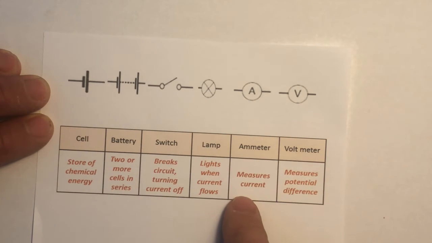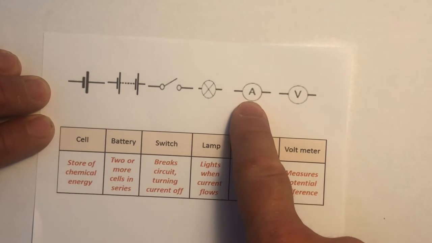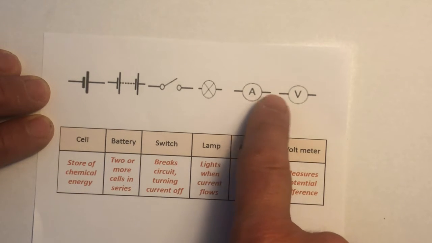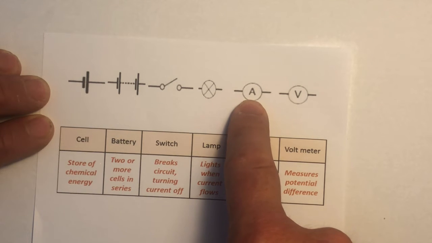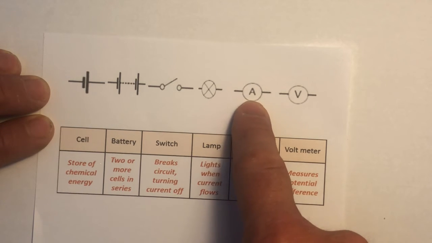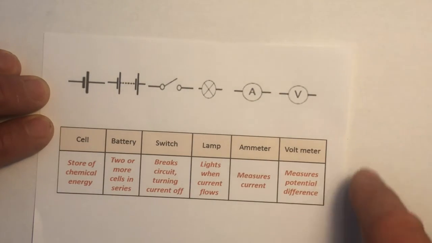An ammeter measures the current. So an ammeter measures the amount of current that actually flows through it. We'll talk about it in a later video, but basically an ammeter has to be put in series in a circuit. That means it has to be within the actual line.